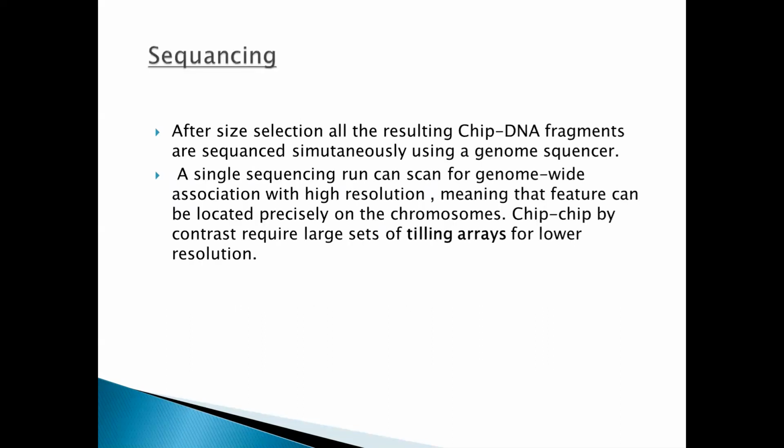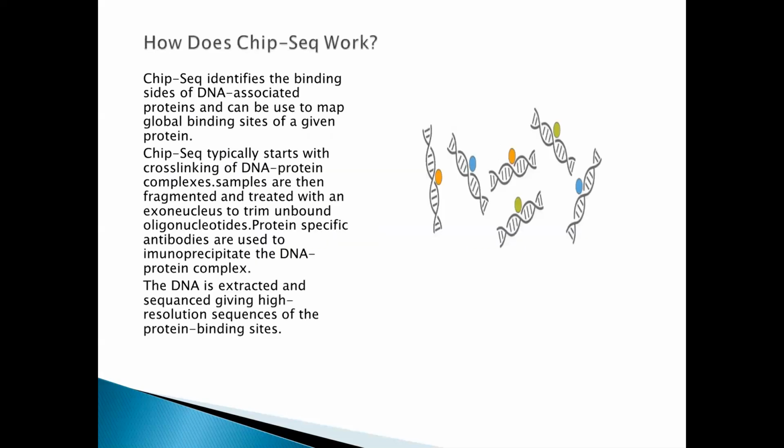What is sequencing? After site selection, all the resulting ChIP DNA fragments are sequenced simultaneously using a genome sequencer. A single sequencing run can scan for genome-wide association with high resolution, meaning that features can be located precisely on the chromosome. ChIP-chip, by contrast, requires large sets of tiling arrays for lower resolutions. How does ChIP-seq work? ChIP-seq identifies the binding sites of DNA-associated protein and can be used to map global binding sites of a given protein.